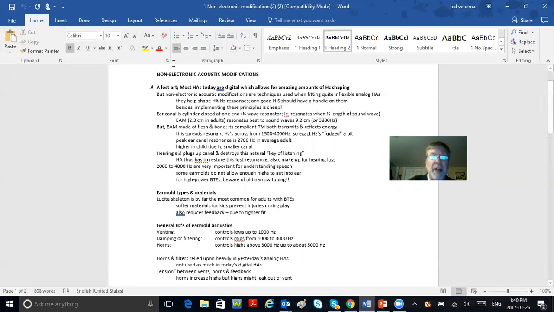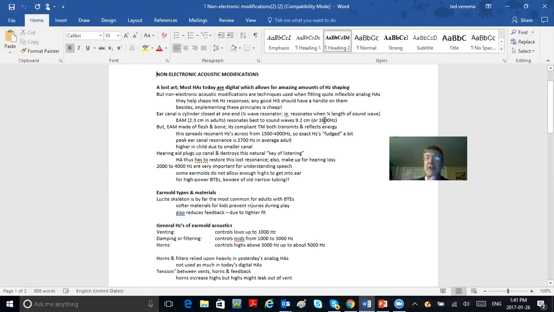Anyway, your external auditory meatus, or ear canal, is about 2.5 centimeters long, 2.3 to be exact. It resonates best with sound waves that are about 10 centimeters long. And if you look at your acoustics notes, frequency is the speed of sound over the wavelength. Wavelength is speed of sound over the frequency. These are just simple little things, but if you do frequency equals speed of sound, 340 meters per second, divided by 9.2, okay? You're going to end up with 3,800 hertz.